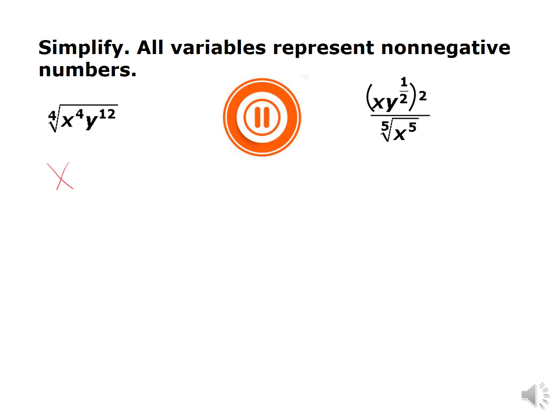Okay, this one is x to the 4 over 4. This one is y to the 12 over 4. So that equals x to the 1. We don't need the 1 there, but I'm just showing you. And y to the 3.